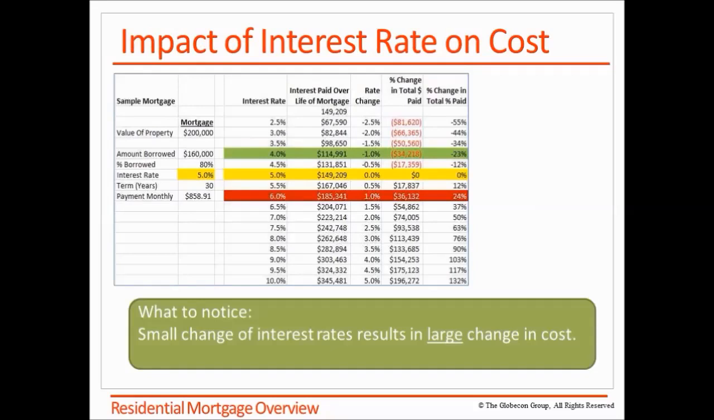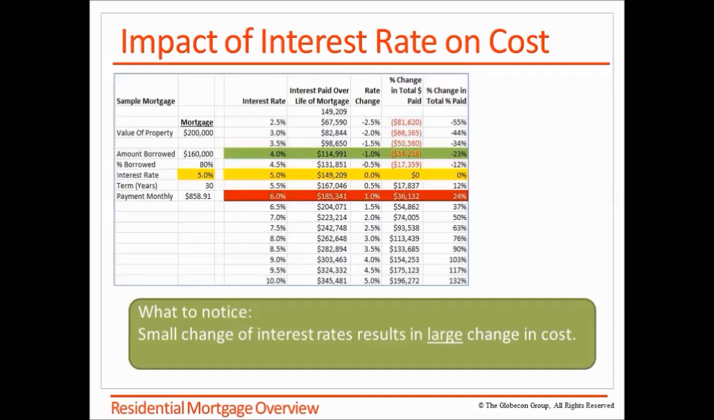So let's look at our same example: $200,000, the amount borrowed $160,000, so they put $40,000 down. They have a 5% interest rate for a 30-year term. Now let's say that that interest rate fluctuates. On the chart on the right, we have a 5% interest rate. Interest paid over the life of the mortgage is going to be $149,000. So over the 30-year term of the mortgage, you're going to pay $149,000.